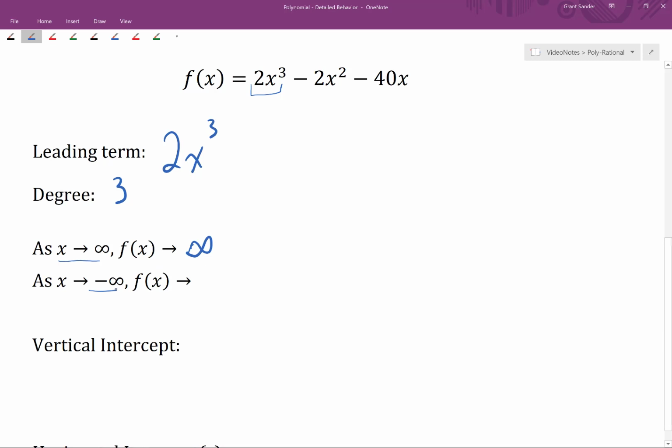Now, as x decreases without bound, f(x) still looks like 2x³, but as x decreases without bound, x³ is a really large negative number, and so 2 times that really large negative number is again a really large negative number. So we would say that f(x) decreases without bound. As x decreases without bound, f(x) also decreases without bound. In answering those questions, we really just had to look at this leading term. It tells us a lot about the end behavior of a polynomial function.